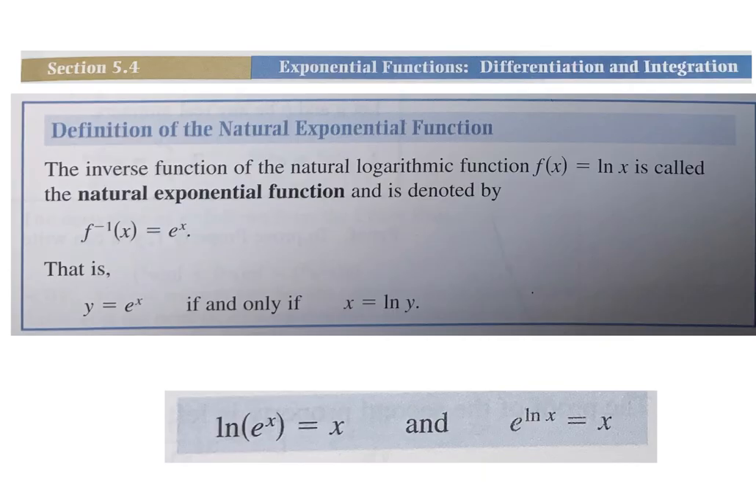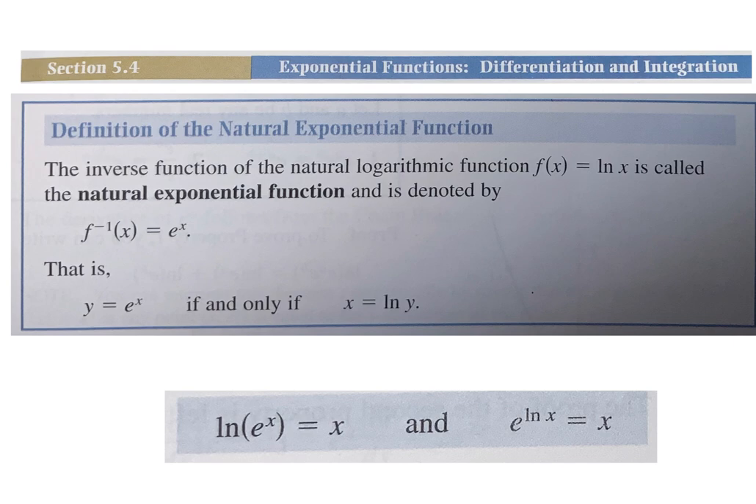All right, so we are moving from logs to natural exponents, which is base e. So your natural number e. We did derivatives of logarithms, and now we're going to look at derivatives and antiderivatives of your natural number e.